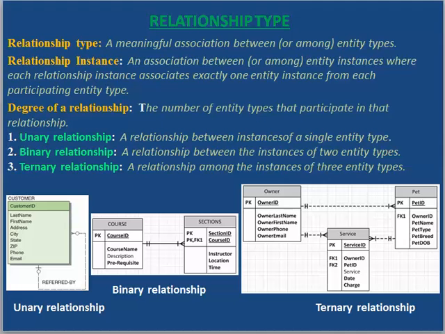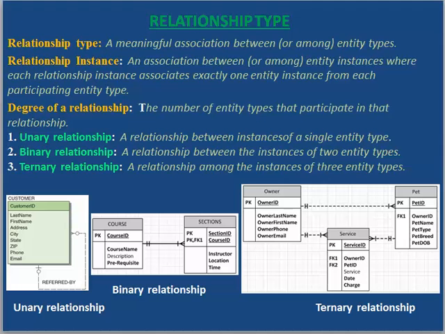Relationship type. A relationship type is the meaningful association between or among entity types. A relationship instance is an association between or among entity instances, where each relationship instance associates exactly one entity instance from each participating entity type.